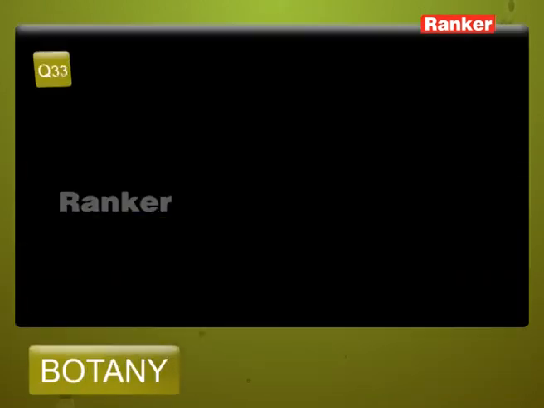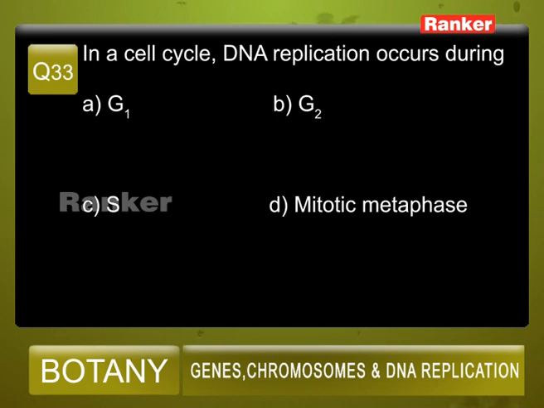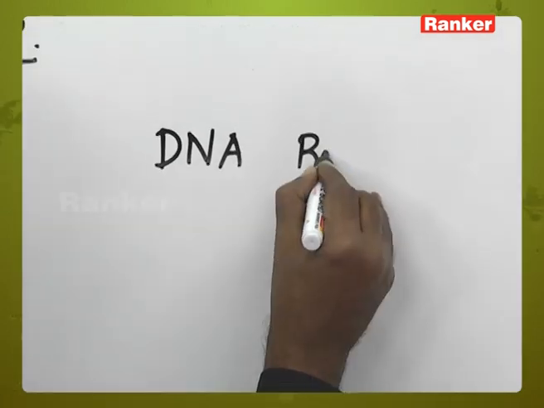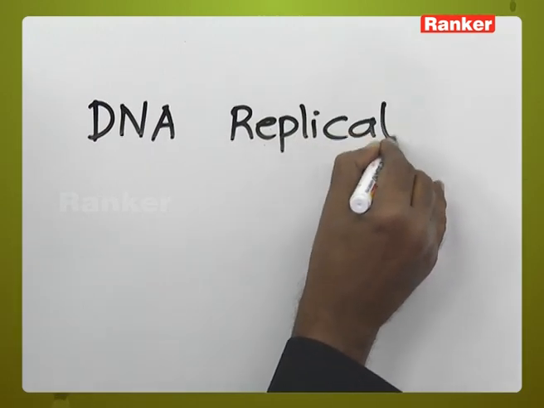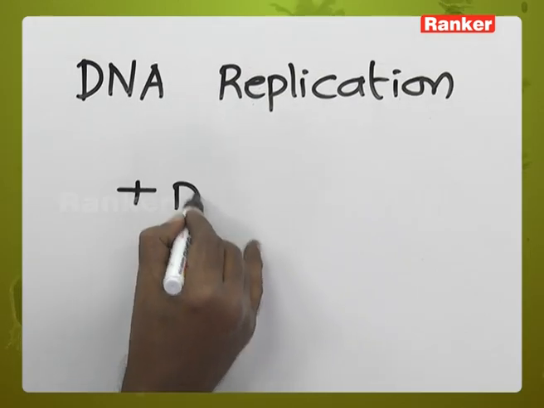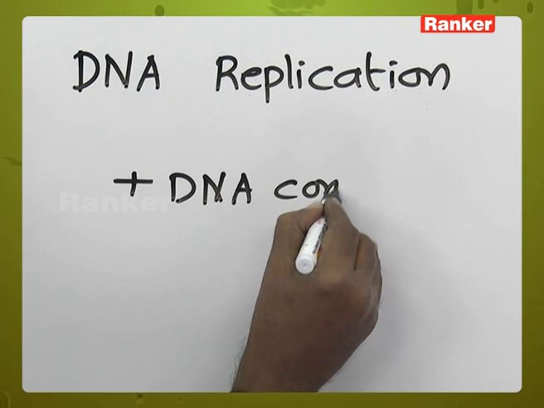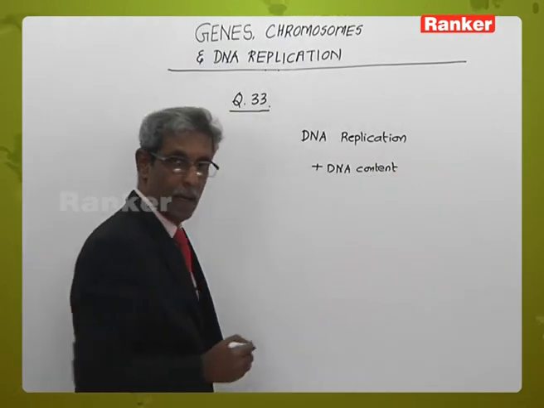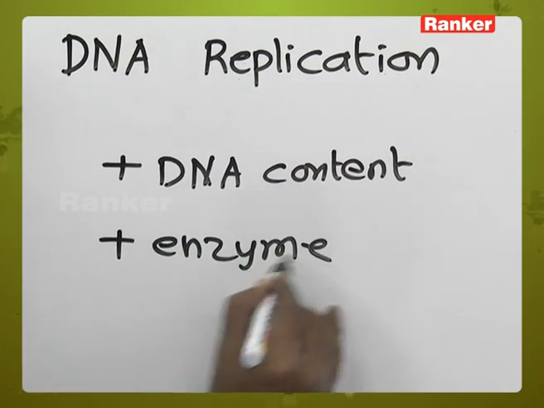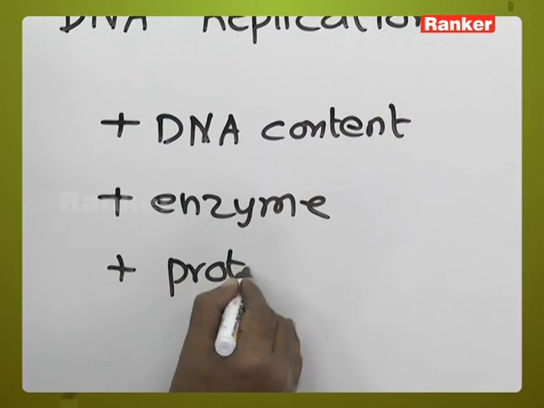Question number 33. In a cell cycle, DNA replication occurs during A. G1, B. G2, C. S, D. Mitotic metaphase. Whenever we are referring to DNA replication, replication relates to increase in the DNA content. Parallelly, there is also an increase in enzyme activity and also the synthesis of new proteins.